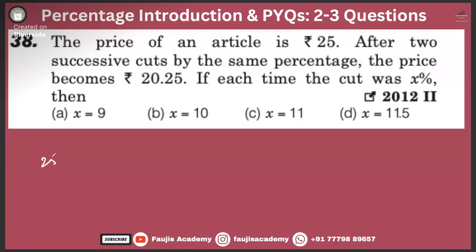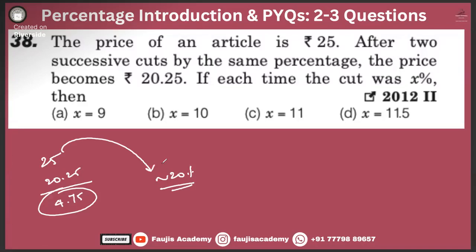You see, the initial value was 25. Final value is 20.25. That means 4.75. And 4.75 is how much? It's less than 20% of 25. If it is less than 20% of 25, it is damn sure that we won't have this and this as the answer. Will we have this and this as the answer? No, sir, we cannot.